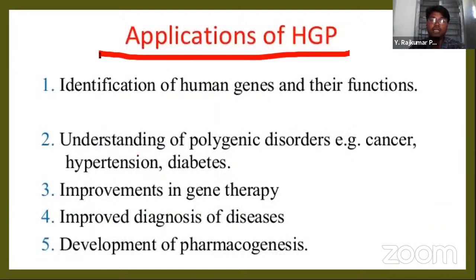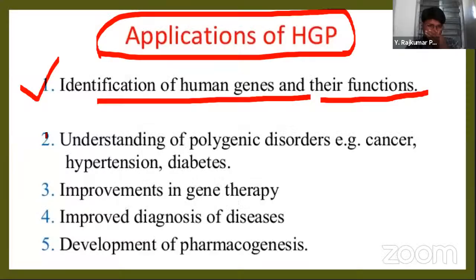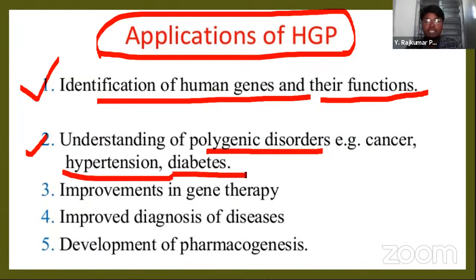Let's know what the applications of the Human Genome Project are. It means application of human genes and their functions, and understanding of polygenic disorders such as cancer, hypertension, and diabetes. There are certain genetic disorders in the body, and to know about those disorders also, the Human Genome Project is useful.